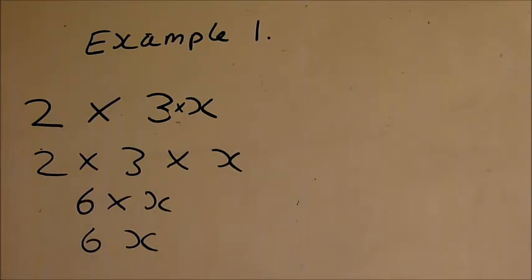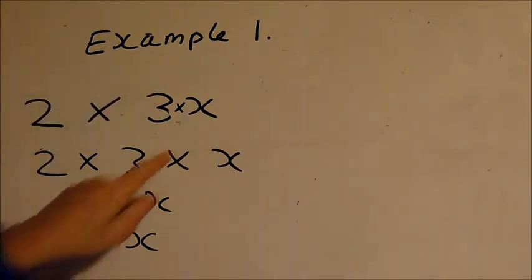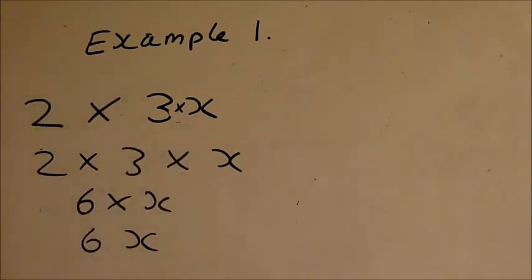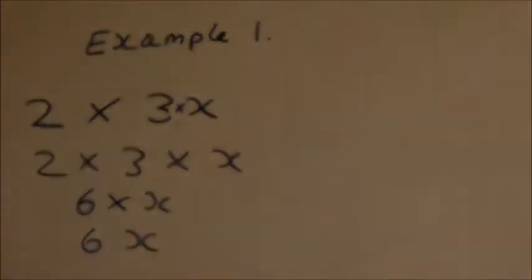Rather than go through all these steps, you could actually have just noticed, you could have done just 2 times 3, which would have given you the 6, and then put the x on the end. That would have worked just as well. And I don't mind if that's what you want to do for the homework.